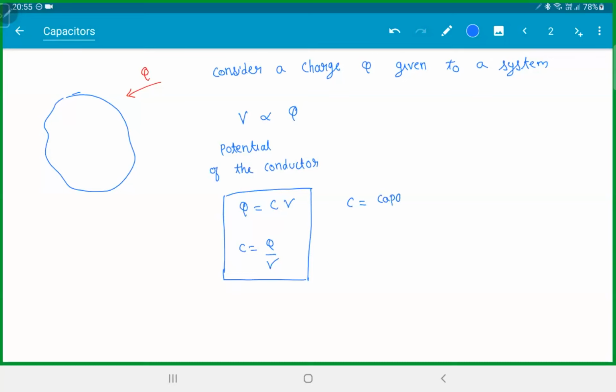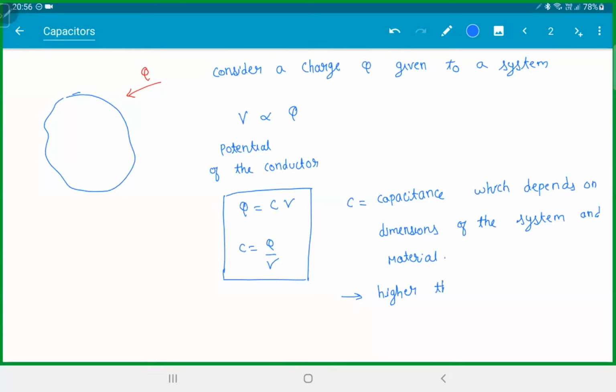C is called capacitance, which depends on the dimensions of the system and the nature of the material. So what is the meaning of C? Think of it like this simply. Higher the C, the more, see, capacitance, capacity. So higher the capacitance, the more energy it can store per unit potential difference. So whenever you think of what you mean by capacitance, simply think of it like this. The capacitance tells you the capacity to store more energy. Higher the capacitance, more energy can be stored per unit potential difference.